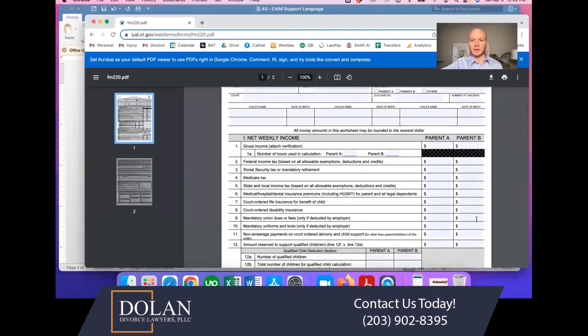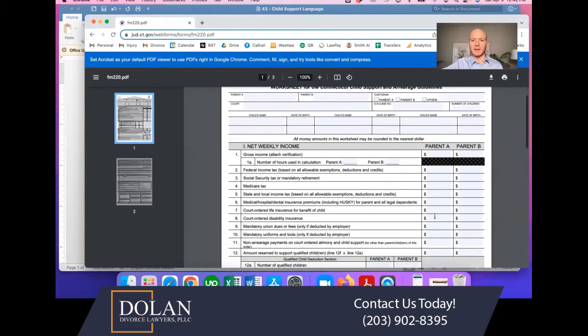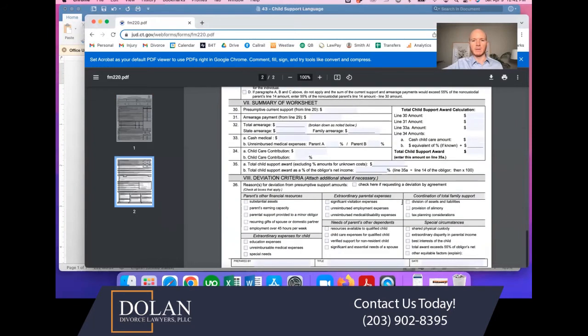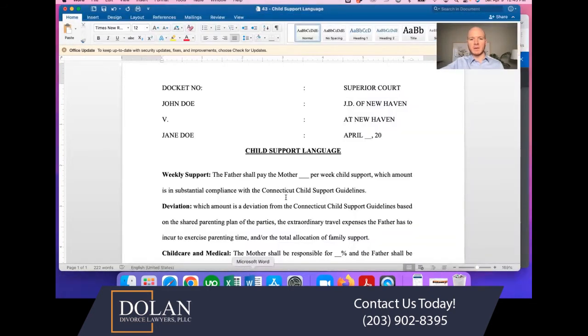And a whole bunch of income is inserted into this form, which you can either do in family law software if you're an attorney, or if you're a self-represented party watching this video, the people at the courthouse and the family relations office can help you fill out these child support guidelines. And ultimately they will result in a weekly presumptive child support number based on income, number of children, etc. So you put the weekly amount. And it isn't necessarily in compliance with the Connecticut child support guidelines.